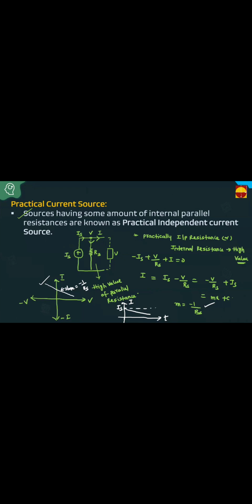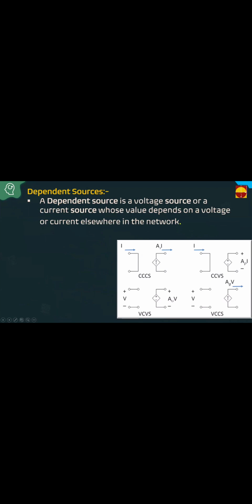These are the concepts you have to remember with respect to independent voltage source, current source, ideal voltage source, practical voltage source, ideal current source, practical current source. These are the independent sources. Next, you have to see dependent sources. A dependent source is a voltage source or a current source whose value depends on voltage or current elsewhere in the network. That is nothing but a dependent source.